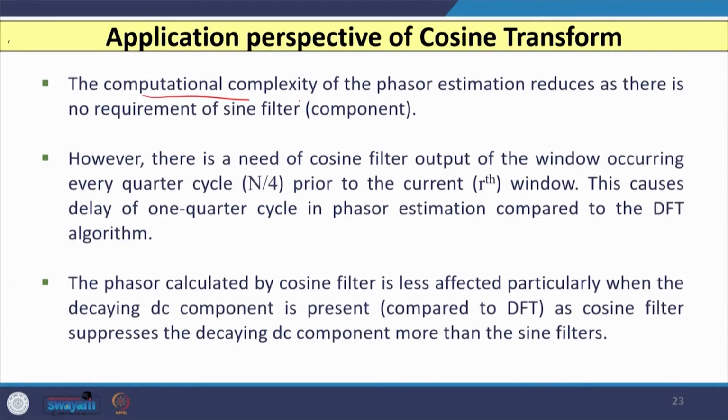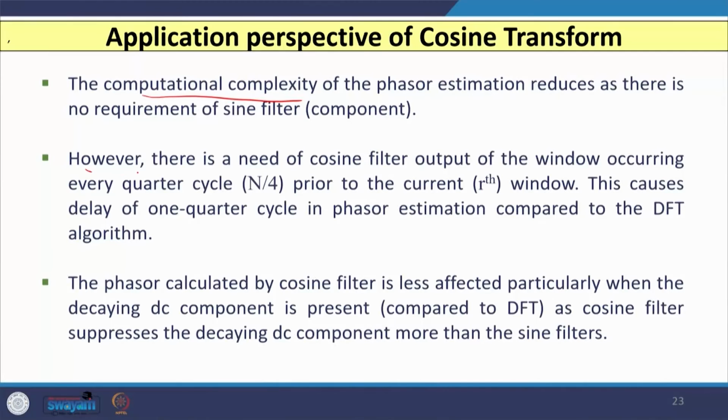With this background, let us see how we can apply the cosine transform, and when we apply it, what are the important things we need to consider. The first important point is the computational complexity of the phasor estimation carried out by the cosine transform. As there is no requirement of a sine filter, the computational requirement reduces if I use the cosine transform for phasor estimation. The second thing is the delay.